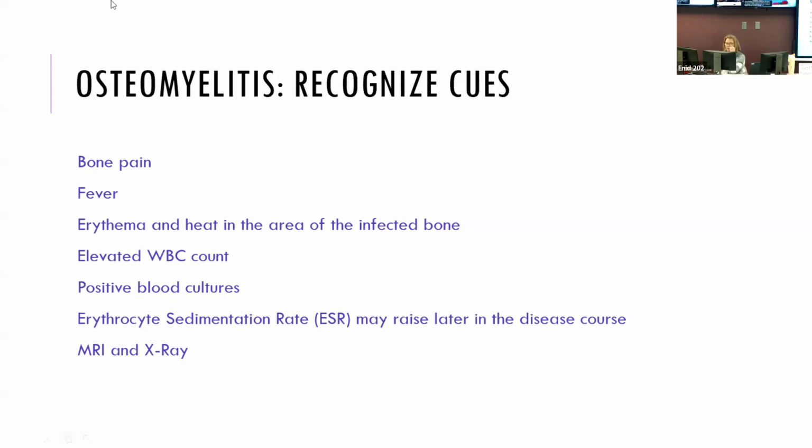All right, so things to watch for with osteomyelitis is obviously bone pain. And you can see some redness or heat over the area of the infected bone, fever, elevated white count, positive blood cultures. As the disease progresses, you can see an elevated SED rate, MRI and x-rays. So I think a big thing when you're assessing for osteomyelitis is to be looking at other things that are contributing to it. Like we talked about the IV drug use, the diabetes, the poor peripheral vascular disease, things like that could have contributed to why they would get osteomyelitis. I think that would be important, a patient history to look at.